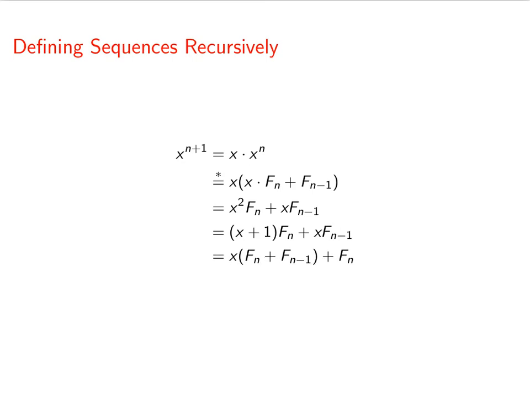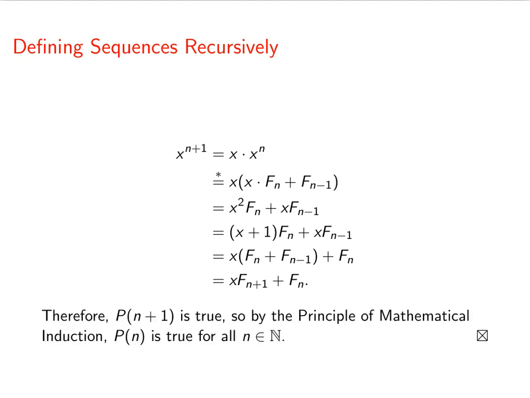Now we can do a little bit of algebraic manipulation. Imagine distributing the f n and then collecting the terms that have an x in them. And now f n plus f n minus 1 turns into f n plus 1. So this turns into this. All right, why is that the case? That's just the definition of the Fibonacci numbers. That's the recurrence. Now we've got what we want. Therefore, P of n plus 1 is true, so by the principle of mathematical induction, P of n is true for all n in the natural numbers.